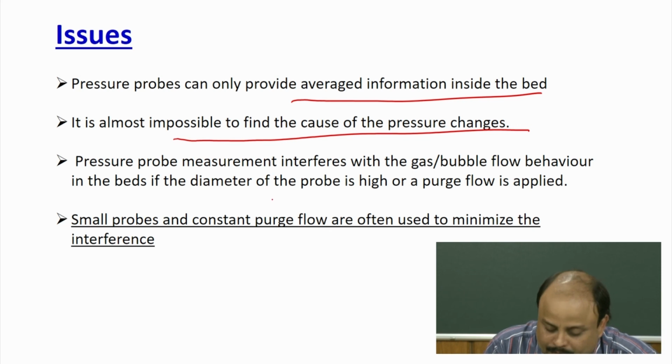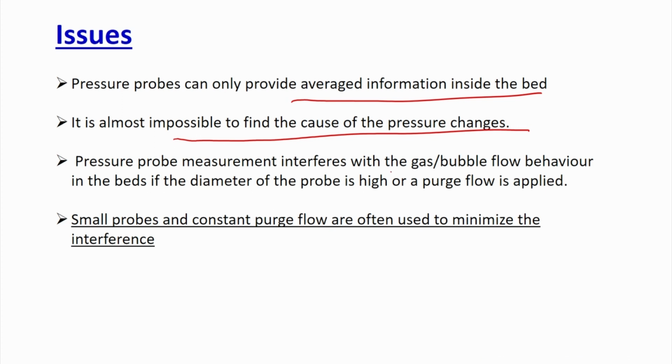Then there is another problem, that the pressure probe measurement actually interferes, because you are putting the probe inside or at the wall, and at least it is going to interfere with the gas and bubble flow behavior in the bed. Okay. And sometimes, to reduce this, we operate it with a purge flow. Now, if we operate the probe with a purge flow, this influence is even more. Okay. So, what we can use is either a smaller probe, so that the influence will be smaller, or a constant purge flow system to minimize the interference, but you cannot negate it. Okay. You are putting something inside, it is going to change something.